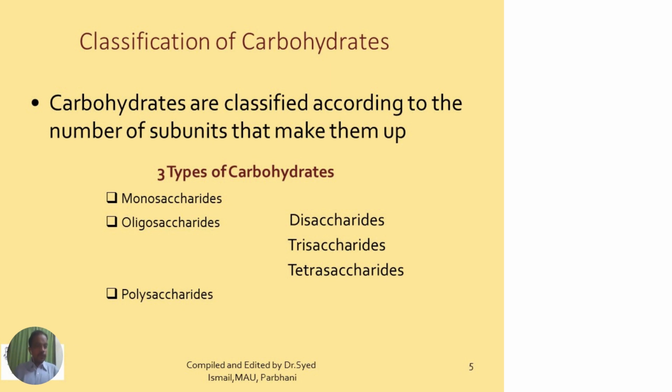Coming on to the classification of carbohydrates, they are classified into three major categories: the monosaccharides, the oligosaccharides, and the polysaccharides. The oligosaccharides are of three types: disaccharides, trisaccharides, and tetrasaccharides.